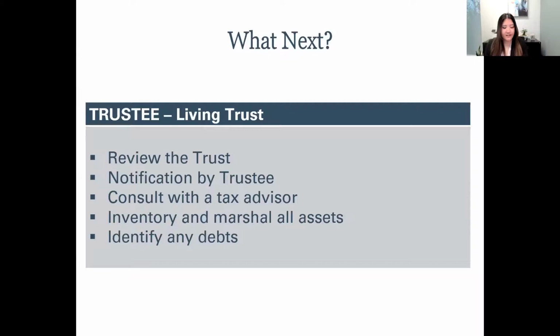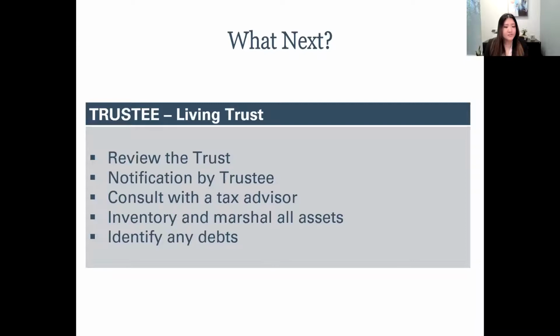You're also going to want to file the deceased person's final income tax return for the year that they were living. So you're going to want to talk to a CPA or a tax advisor about getting that filed timely. And then you also need to evaluate whether any estate taxes are due based on whatever the estate tax exemption amount is at the time.